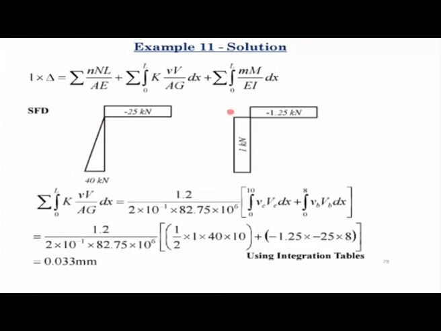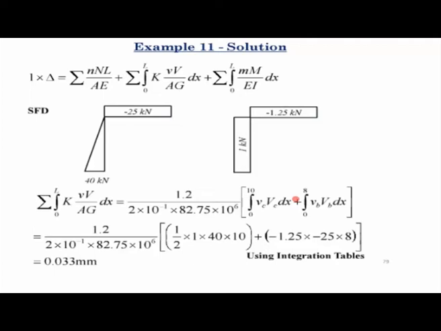So this is a triangular variation. This is a uniform variation. If you recall from that table, for a combination of triangular and uniform variation, the formula is half into 40 into 1. So that is what we have used: half into 40 into 1 times the length of the member, which is 10. Now in the horizontal member, both under applied loads and virtual loads, the variation of shear force is uniform.